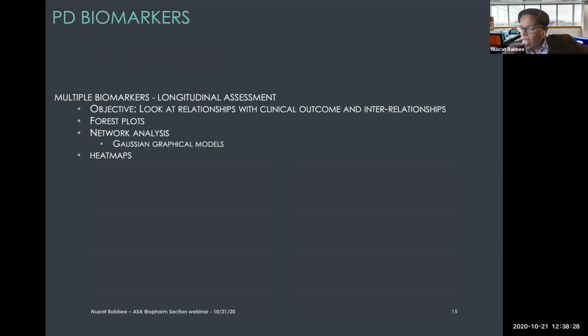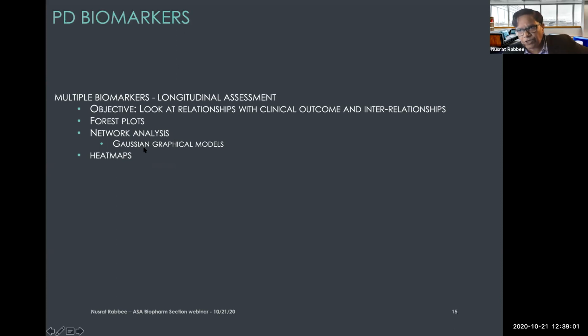So I do talk about multiple biomarkers as well in the part on PD biomarkers. And I talk about the forest plots for multiple biomarkers. You'll find an example there. I do talk about network analysis, which I think is a novel way that I have found, and I think it is underutilized in clinical trials.